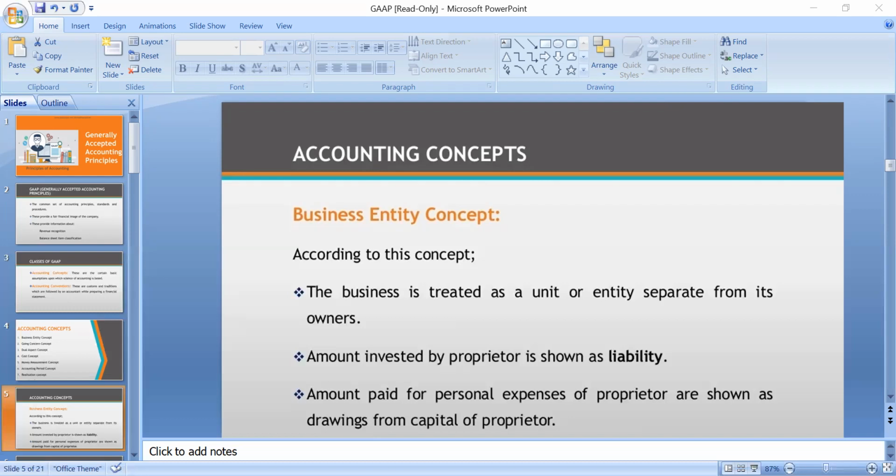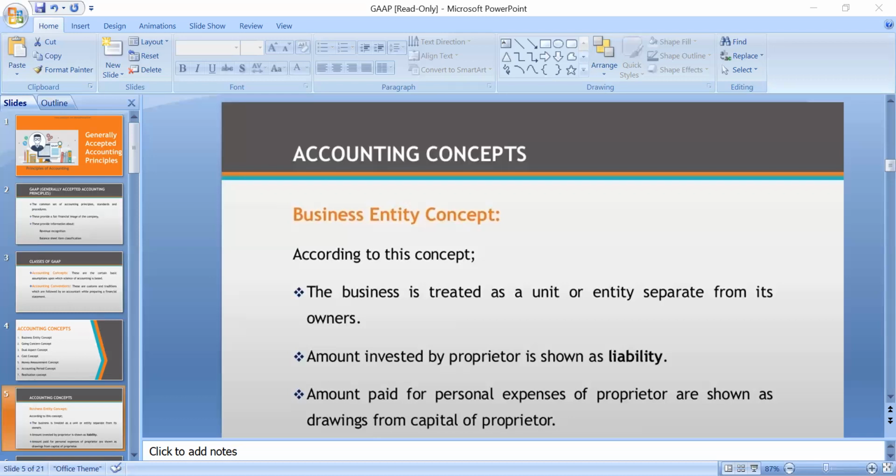This assumption says that only the transactions which are related to the business are recorded in the books of account, and personal transactions of the owner should not be recorded in the books of account. For example, a businessman purchases a car for his personal use and also uses it for business purposes. It cannot be recorded in the books of accounts because it's not a business asset. While if a businessman purchases a car for a business purpose and also uses it personally, it must be recorded in the books of account because it's a business asset.